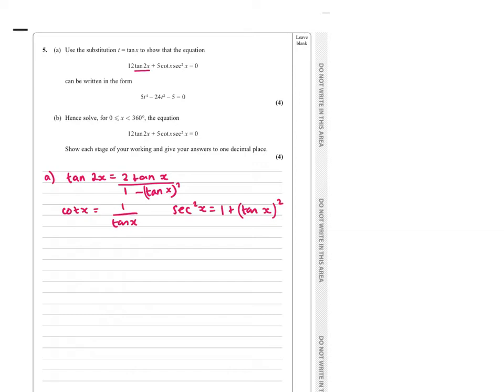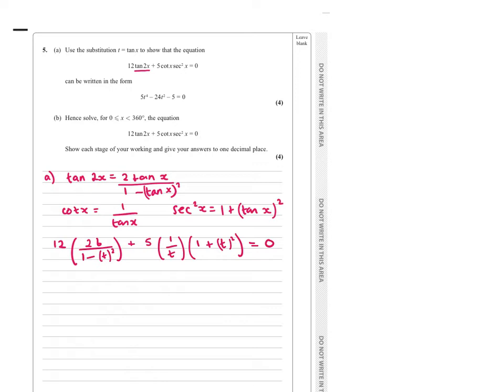So 12 bracket tan of 2x, which is 2 lots of tan x, which we know tan x is t. So it's 2 lots of t over 1 minus tan x, which we know is t squared, plus 5 lots of cot, which is 1 over t, because it's 1 over tan x, multiplied by sec squared x, which is 1 plus tan squared x, which is t squared. So I've just used straight substitution equals 0. I'm now going to simplify this.